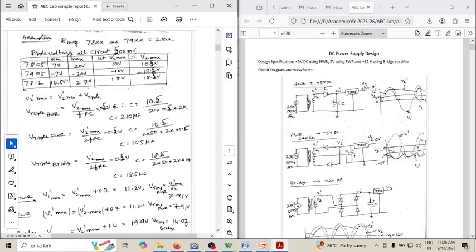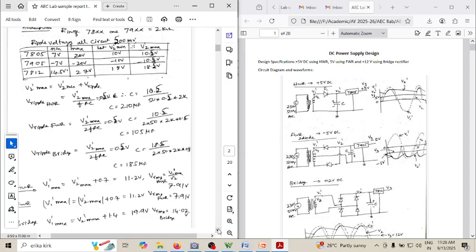Once you know the peak voltage, you can find its RMS. This happens to be the rating of the transformer. So 7.91 volt is the secondary RMS voltage required so that you can get 5 volts here. So similarly, we are doing it for the full wave rectifier.